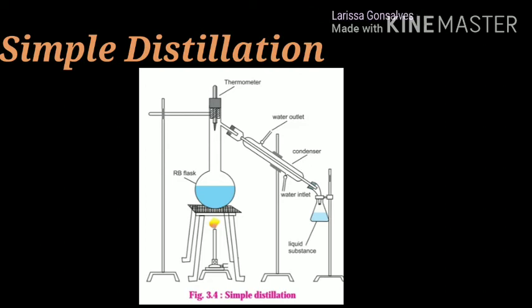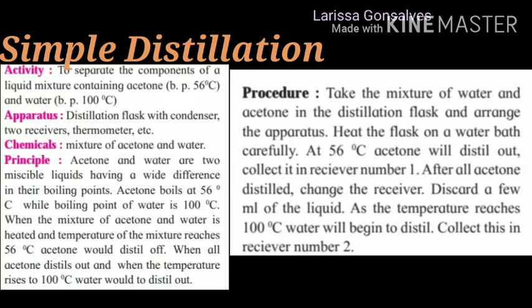There is one activity which is mentioned in your textbook. Let us now study that. The aim of the experiment is to separate the components of a liquid mixture containing acetone, which has a boiling point of 56 degrees Celsius, and water, which is having a boiling point of 100 degrees Celsius. So basically we are taking a mixture which is a combination of acetone and water.